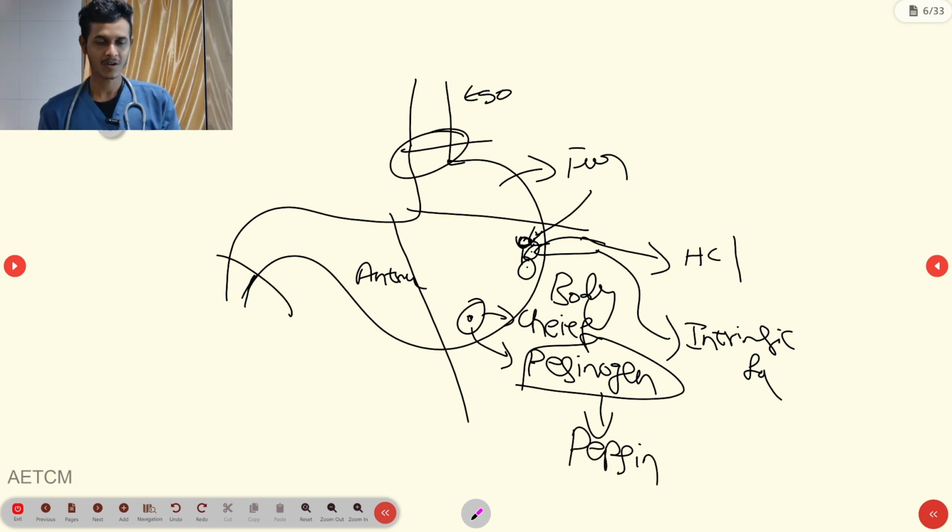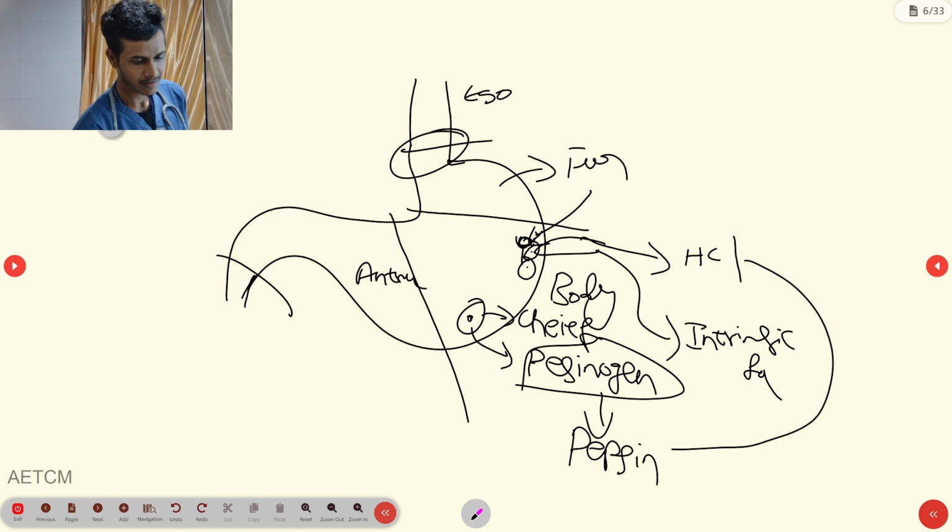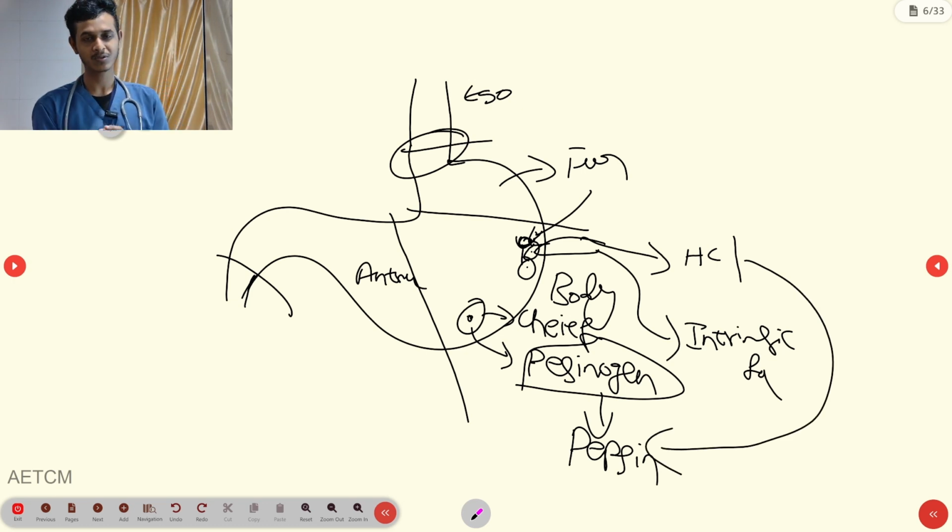Pepsin is an active form, pepsinogen is an inactive form. So the HCl will take part in this pepsinogen to pepsin conversion mechanism. It will activate the pepsinogen into pepsin. That is the action of the HCl. The intrinsic factor mainly takes a role in protein metabolism. That is a factor of protein metabolism.